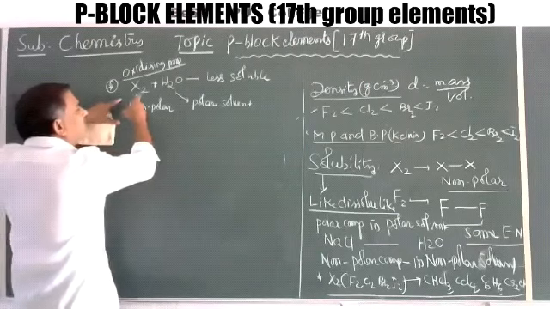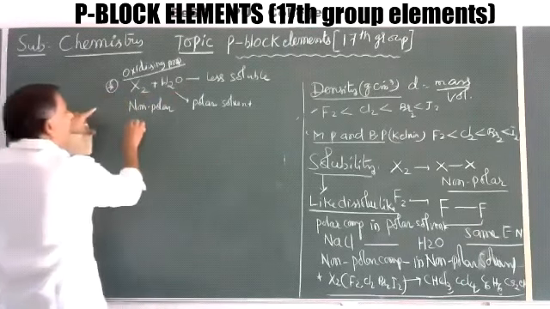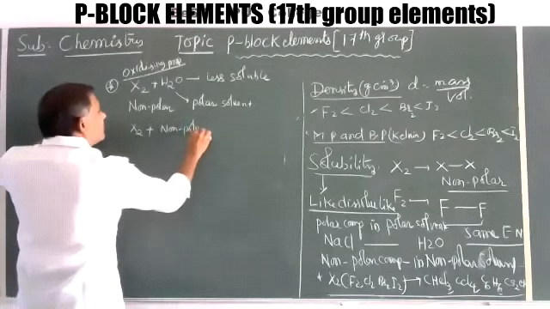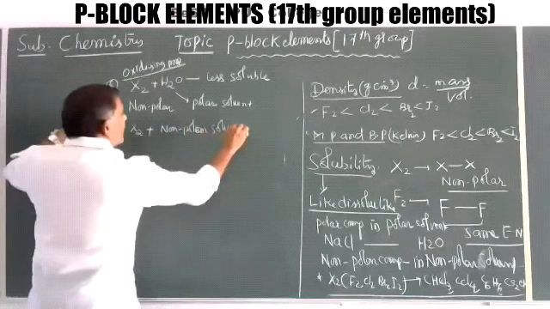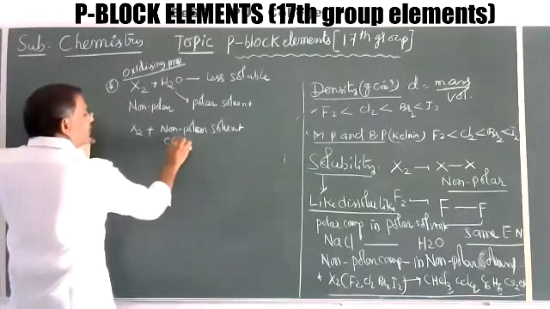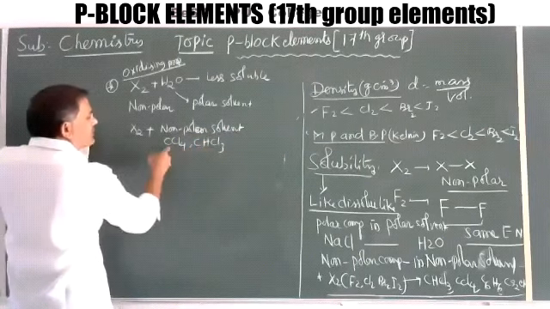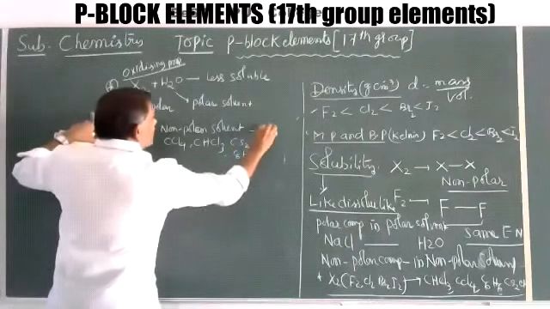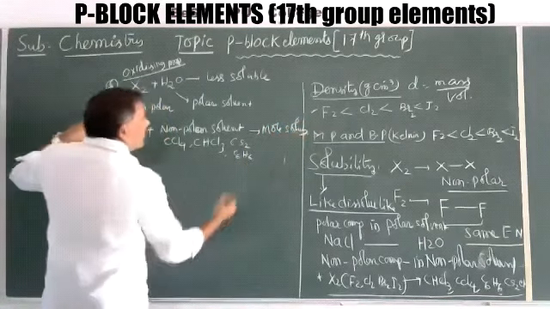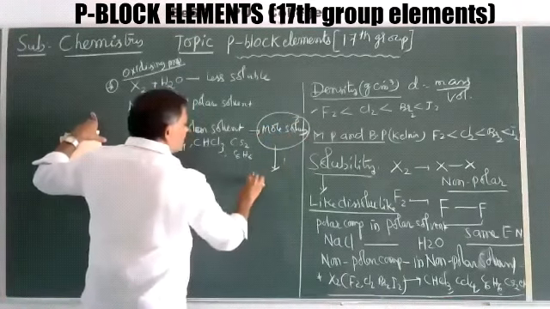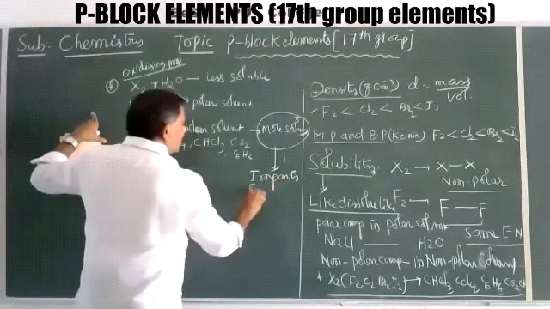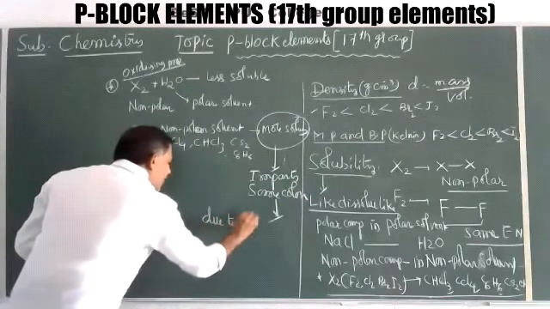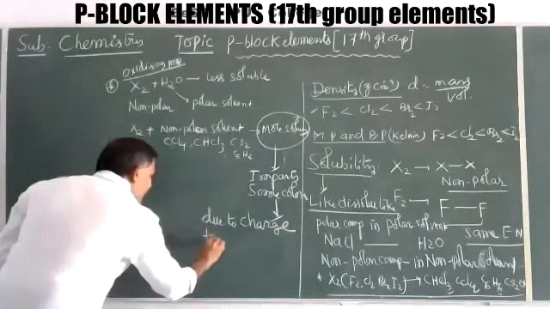Now, based on this solubility, whenever these X2 halogens are soluble in non-polar solvents, such as chloroform, carbon tetrachloride, carbon disulfide, or benzene, they are readily soluble, more soluble in nature, and these solutions impart some colors, that is due to the charge transfer phenomenon.